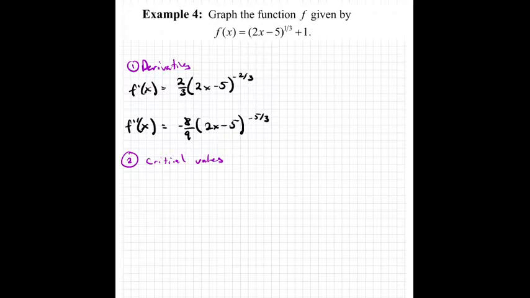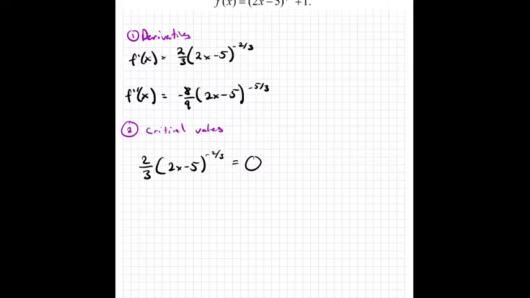So we're going to have this 2/3 times this (2x minus 5) to the negative 2/3. We want to set that equal to 0. Because it has a negative exponent, it actually goes to the denominator. So this is the same as 3 times the cube root of (2x minus 5) squared, under 2, right? So that won't be equal to 0, but it might have a point where it's undefined, right? Because in order for a fraction to be 0, the numerator would have to be 0, and this numerator will never be 0.